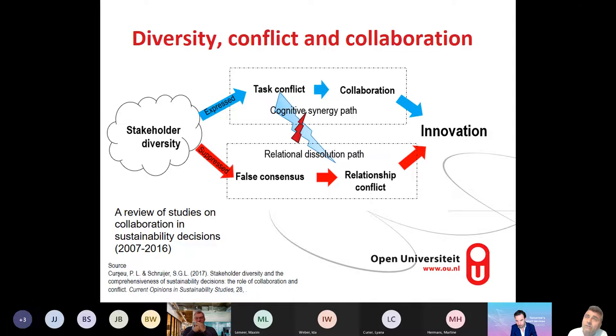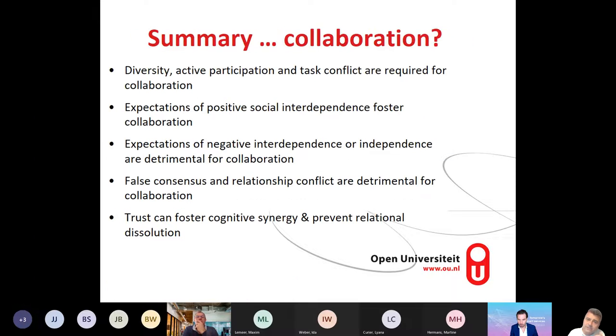Now, the trouble with task conflict, and I mentioned that in the last talk as well, is that it often degenerates into relationship conflict. That's an evolution that we don't want. We don't want the healthy task disagreements to evolve into dysfunctional relational frictions. And the way in which you can block the transition of task conflict into relationship conflict is through trust. Build trust, and that's the way in which you can manage effectively such collaborative relations.